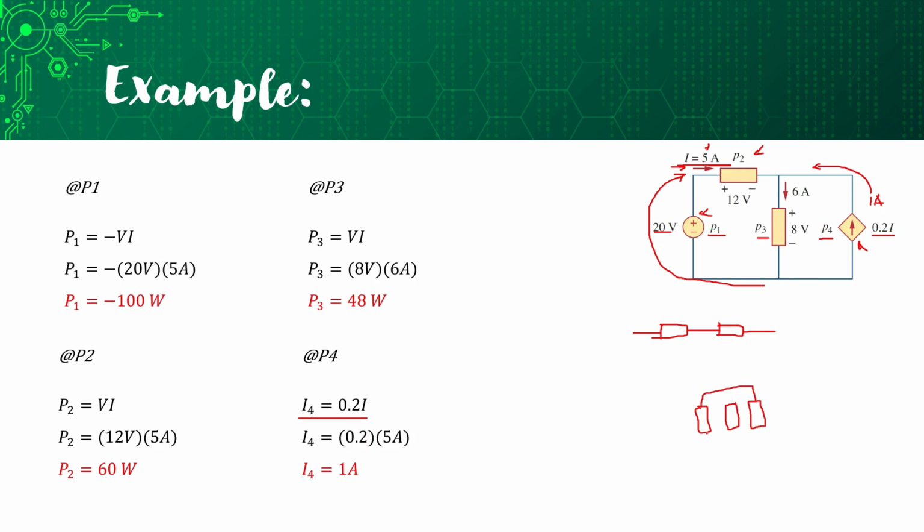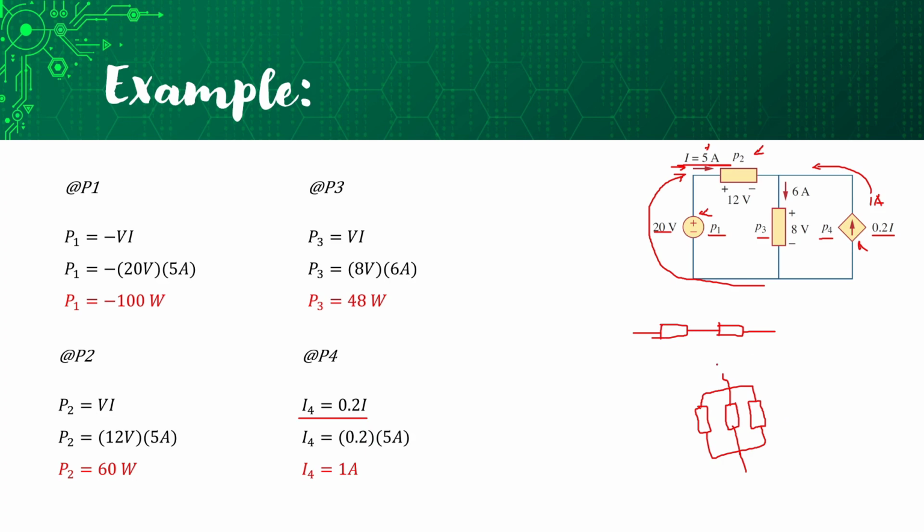Sorry for the bad drawing, because I'm using a mouse, so it's hard to draw. There are two types of connection: a series connection and a parallel connection. How do we determine whether a circuit is in a series connection or a parallel connection?